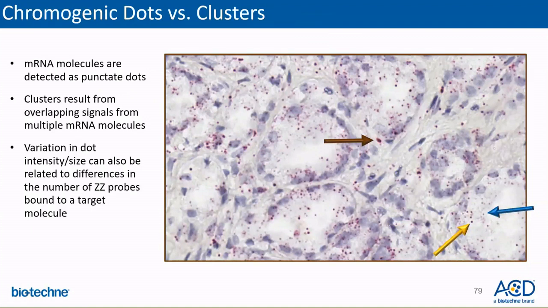The slightly larger, darker red punctate dot shown by the yellow arrow is also one mRNA molecule. However, it is larger in size as more ZZ probes have bound to the target molecule. In contrast, a cluster shown by the brown arrow is oblong with a slightly irregular border and is the result of overlapping signals from multiple mRNA copies.